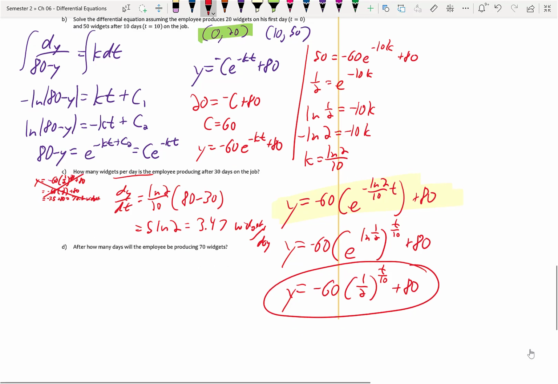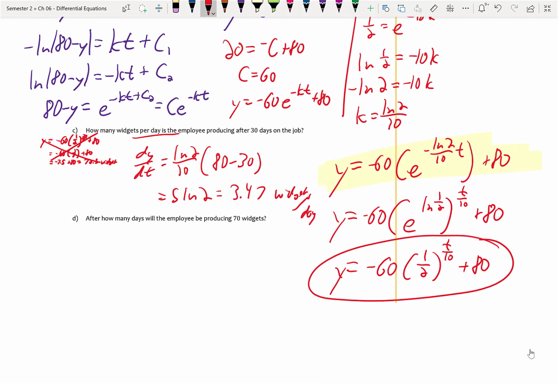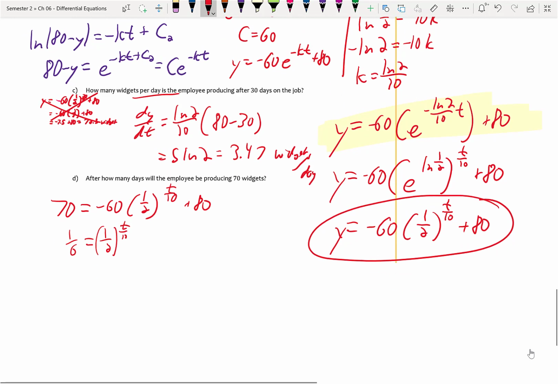The next question is an amount. After how many days will the employee be producing 70 widgets? So I need to go 70 is equal to negative 60 times 1/2 to the t over 10 plus 80. So if I subtract and divide, I get 1/6 is equal to 1/2 to the t over 10. Let's take the natural log of both sides. I get the ln of 1/6 is equal to t over 10 times the natural log of 1/2.